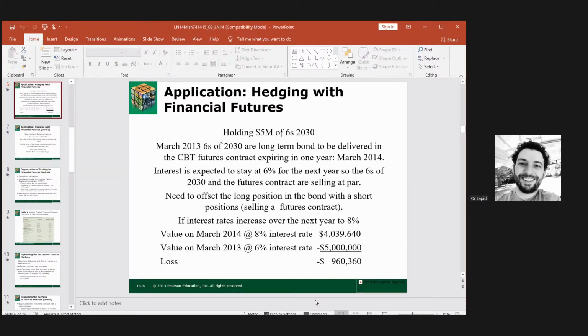I just wanted to ask, is this a binding agreement? What do you mean binding? Let's say I'm the one holding the $5 million in bonds, and I say I want to short it for next year for March 2014, but then I see that the interest rate went down and the value of it went up. Now I don't want to sell it. Or sorry, the other way around, the interest rate went up. You can close it. It's not binding. You can do whatever you want.